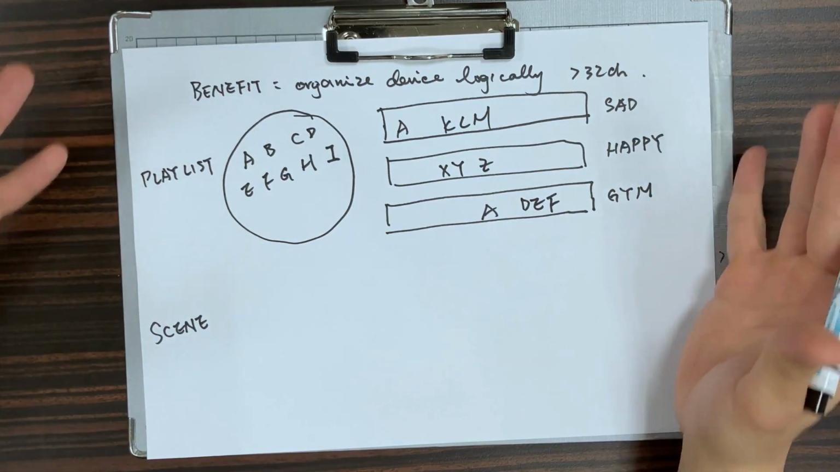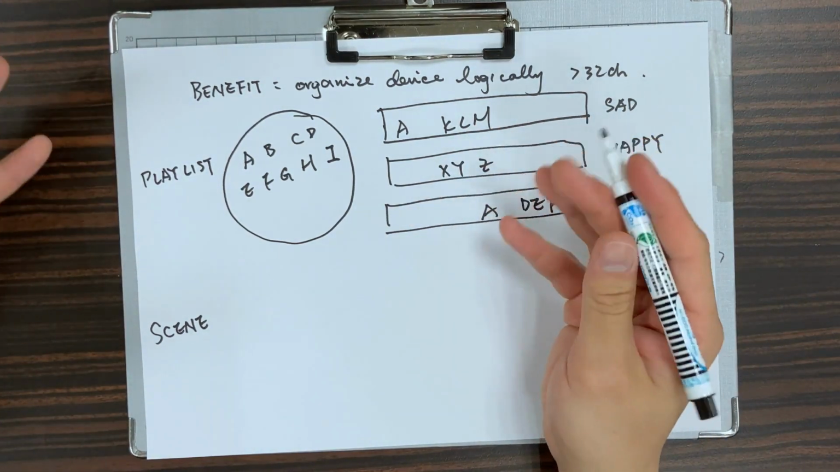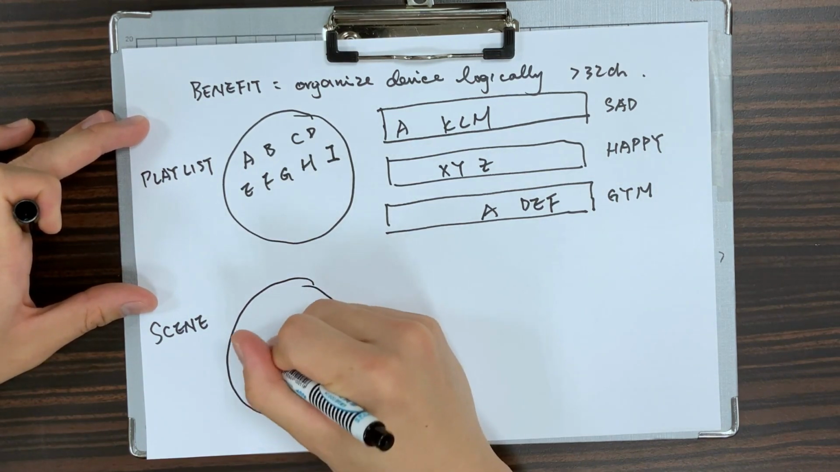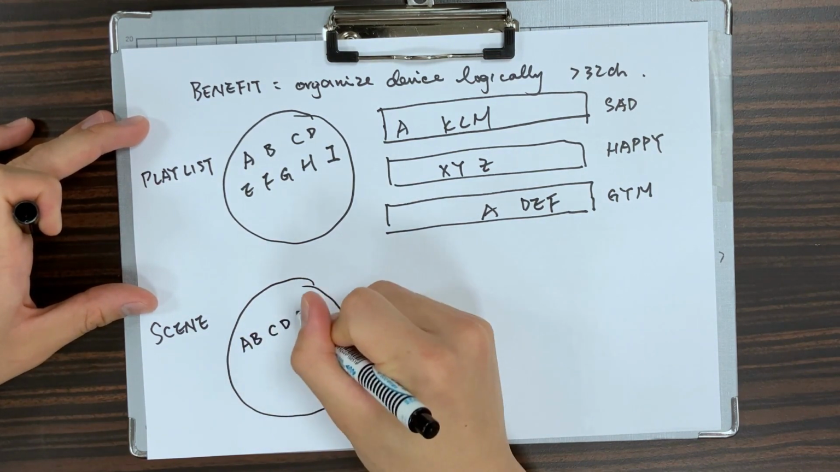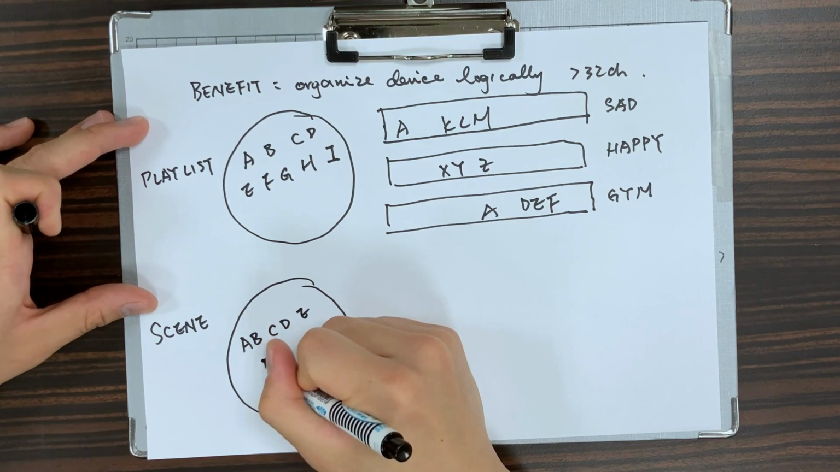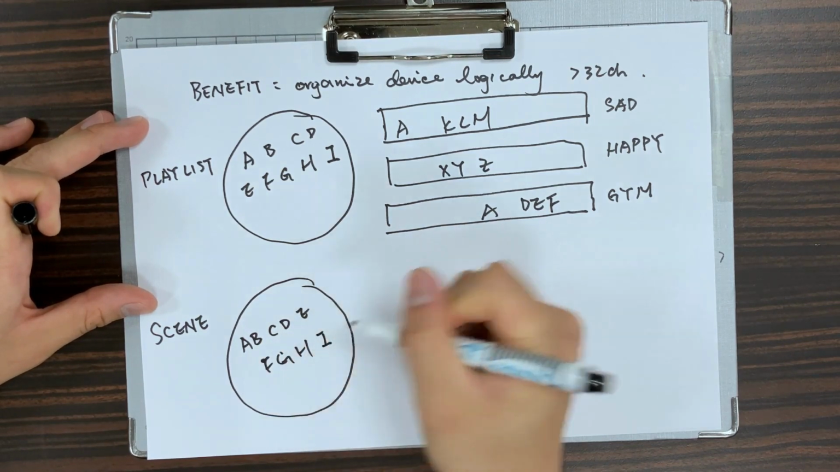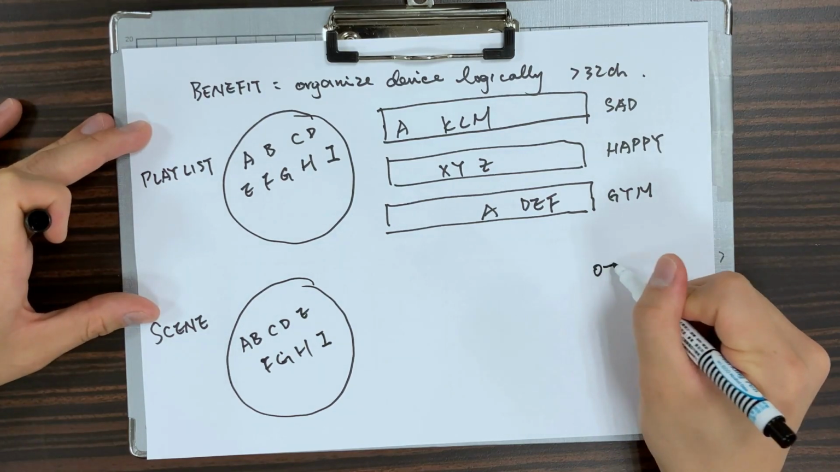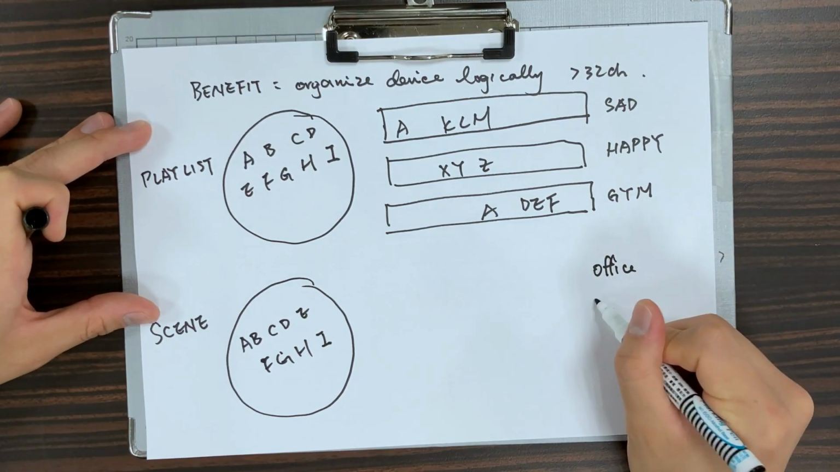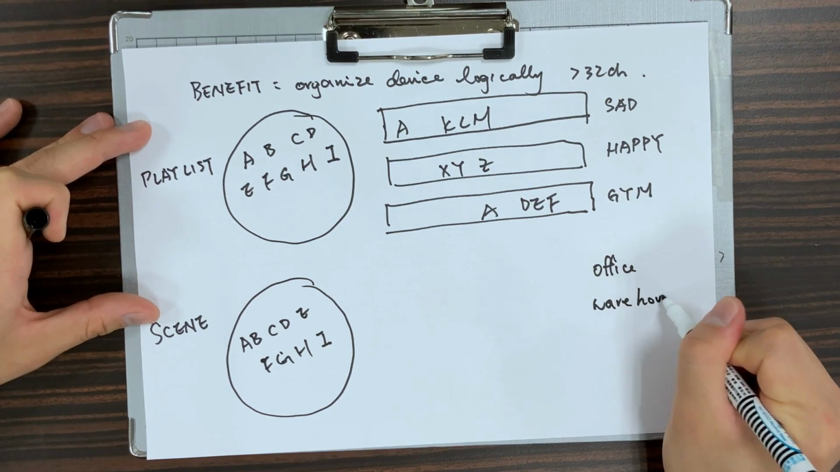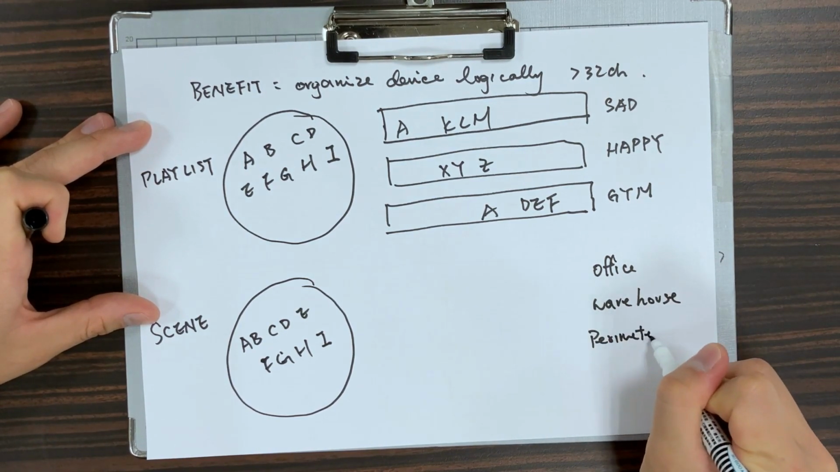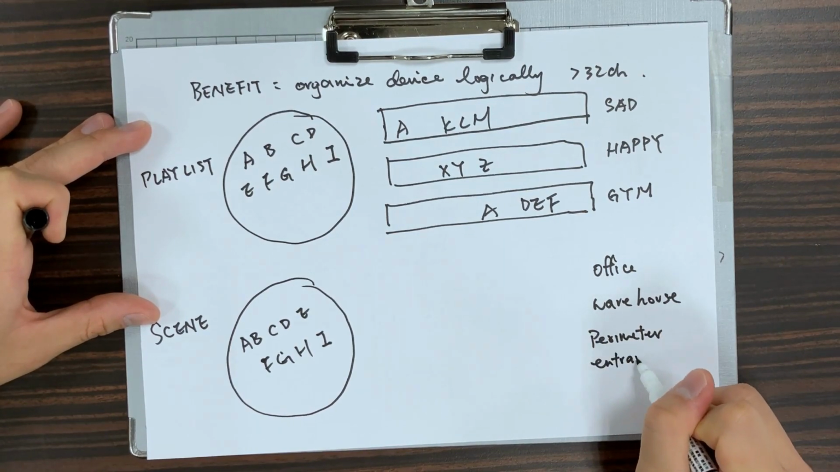Now that's the same idea when we look at scenes, but instead of a pool of music, we have a pool of cameras. Again, we'll use alphabets. So say you have cameras in different locations. You can say you have cameras in the office, in the warehouse, and cameras for perimeter defense and entrances.